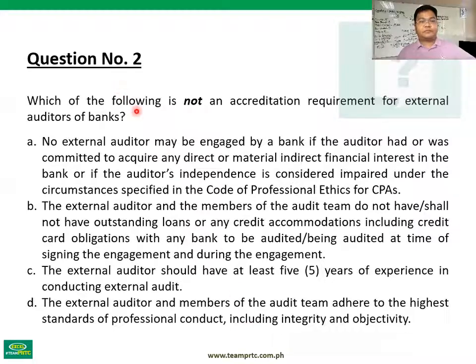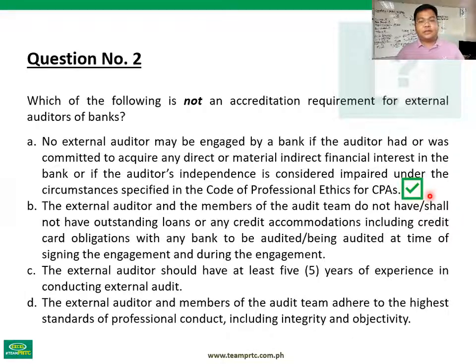Next, number 2, which of the following is not, okay, highlight, not an accreditation requirement for external auditors of banks. So letter A, no external auditor may be engaged by a bank if the auditor has or was committed to acquire any direct or material indirect financial interest in the bank, or if the auditor's independence is considered impaired under the circumstances specified in the Code of Professional Ethics for CPAs. So letter A is required. Remember, this is part of the independence requirement that we have mentioned earlier.